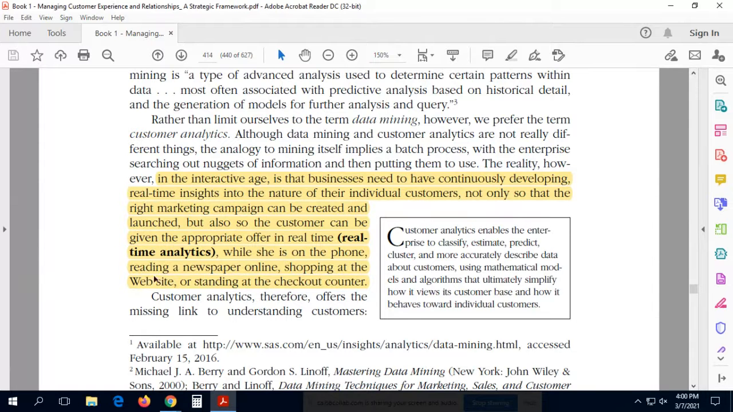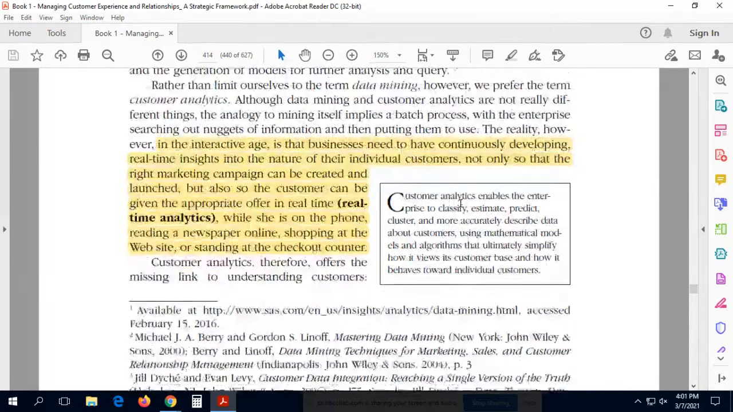Real time across different modes: phone, newspaper, online, shopping website. So on the face of it, it seems that it is all online. Like phone is online, newspaper is online, shopping at the website is online. Yeah, but within online there are different categories: online phone, online newspaper, online shopping, website shopping.